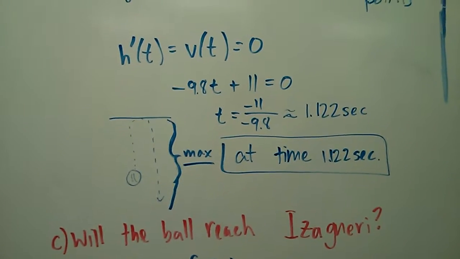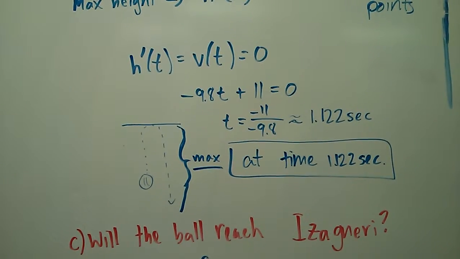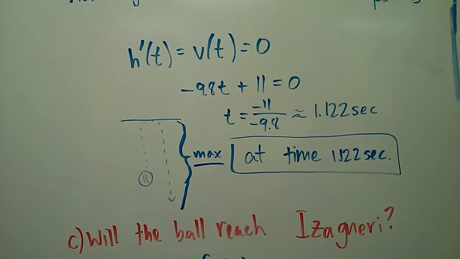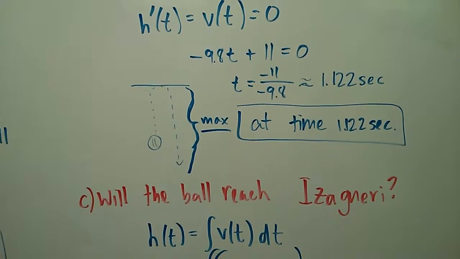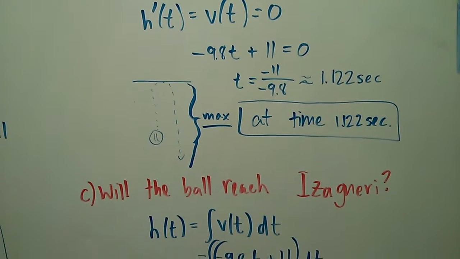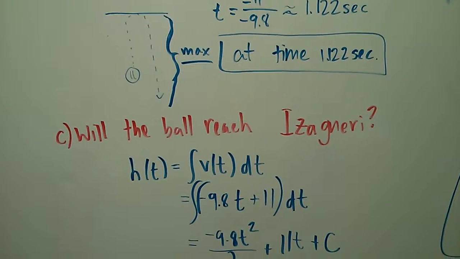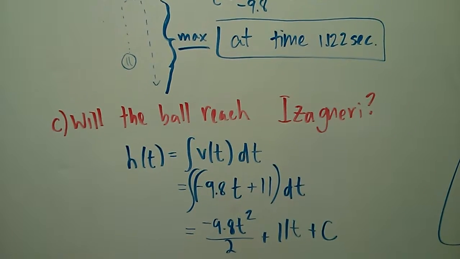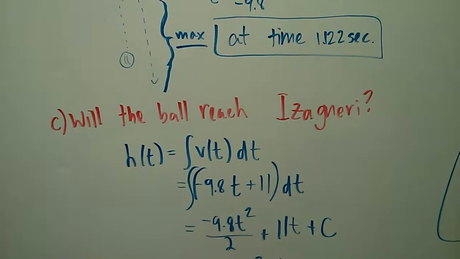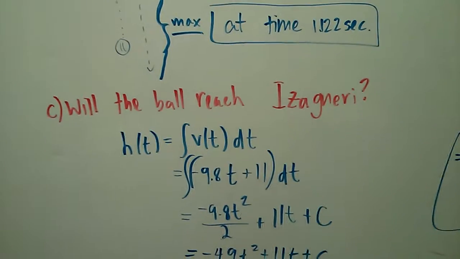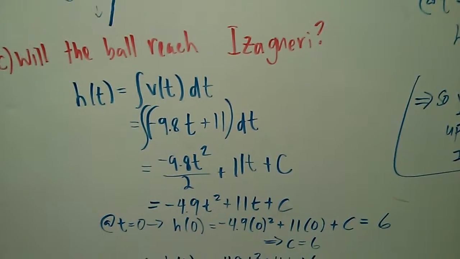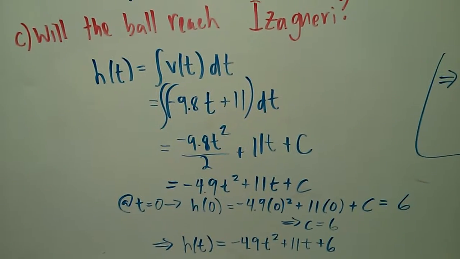Part C is, will the ball reach Itsaguri? Remember, she's 12 meters above the ground, and Xiaomara throws the ball from 6 meters above the ground. We can find the equation for height by integrating velocity. If we do the integral, we get height equal to negative 9.8t squared divided by 2 plus 11t plus c. But we know the initial height when she throws the ball is 6 meters above the ground. So at t equals 0, the height should equal 6, and we can solve for c. So c is 6, and we get the height equation.